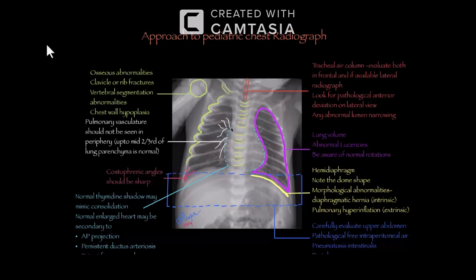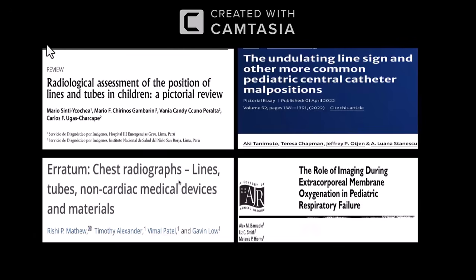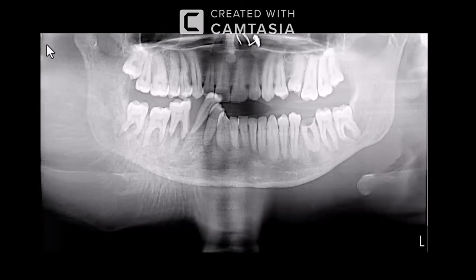Sometimes in pediatric cases you can see the thymus, so you should not call that abnormal. The cardiac shadow has to be carefully evaluated. You have to carefully rule out congenital heart diseases, such as the egg on string pattern and the boot-shaped heart pattern. These four articles are very good for pediatric lines and radiographs, and for radiologic assessment of lines and tubes.